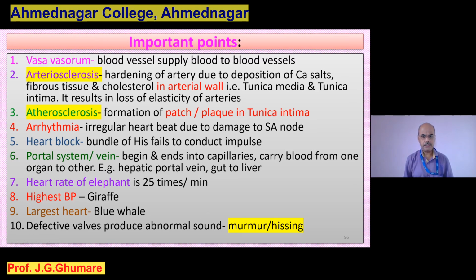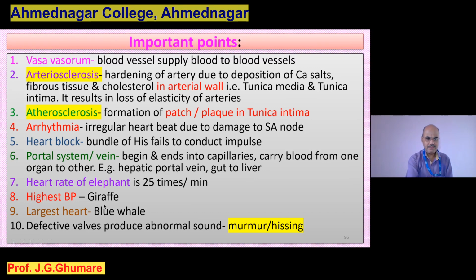Two are there in the body, I told you. Hepatic portal system that we are going to discuss, the one which will carry blood from the digestive system to the liver. This is one. And hypophyseal portal system, I told you we'll discuss in the next chapter.